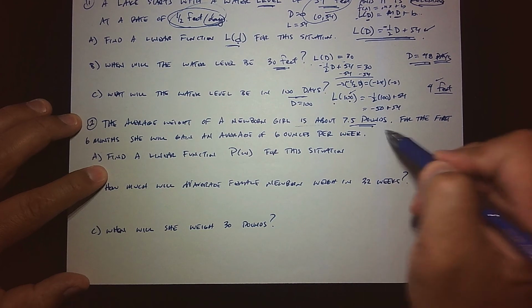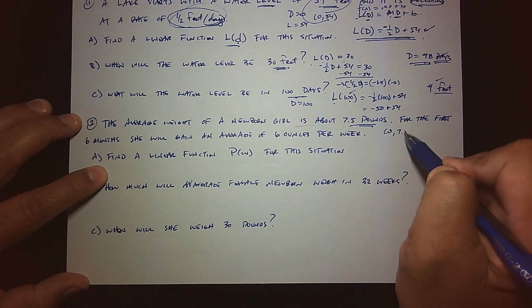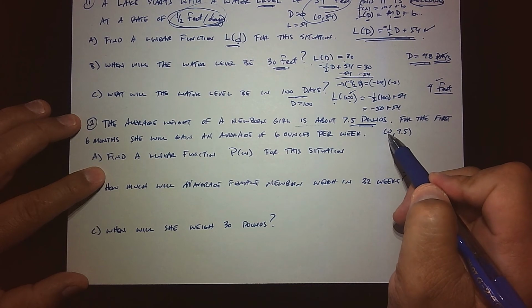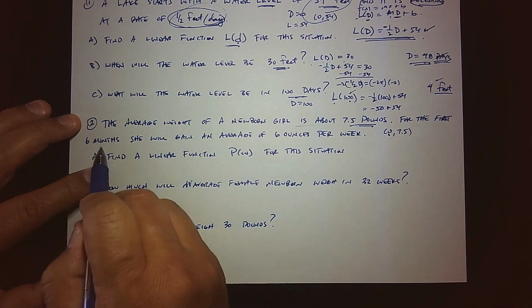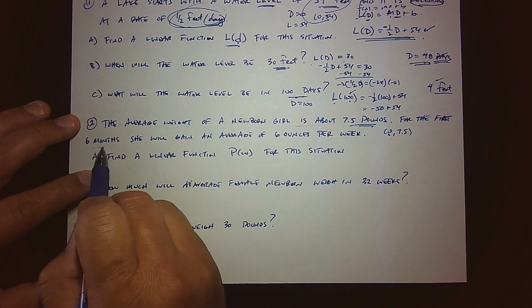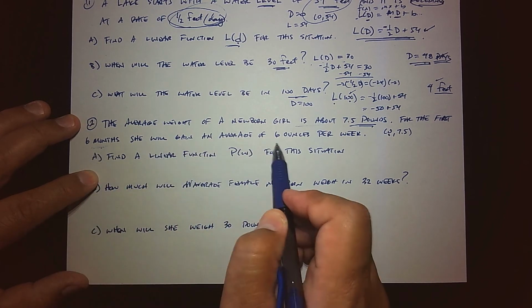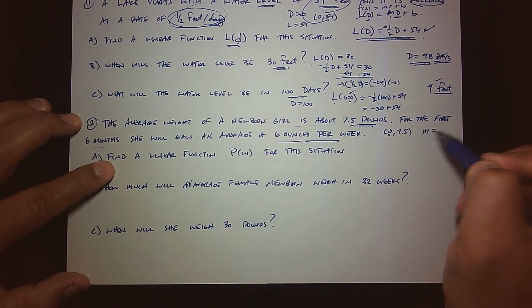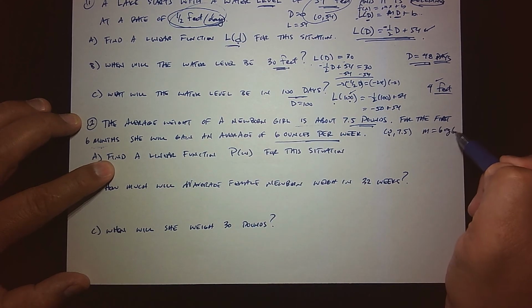Well, that is very much like a y-intercept. When the baby is born, the time that's gone by is 0. And then we're told that for the first 6 months, so we have a restricted domain, she will gain an average of 6 ounces per week. And there's my slope. So m is 6 ounces per week.